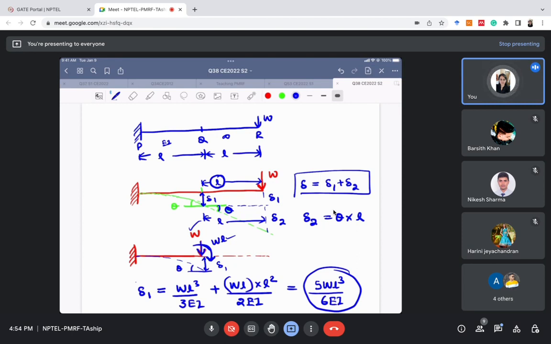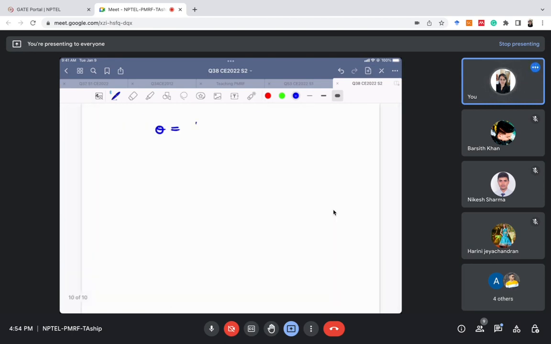The slope due to point load W will be PL square by 2EI. The slope due to moment is ML by EI. What is M? M is WL, so WL times L by EI. If you don't understand it right now, please note it and try to read it at your home, because this is very important. Okay, because there is no other way to solve it.